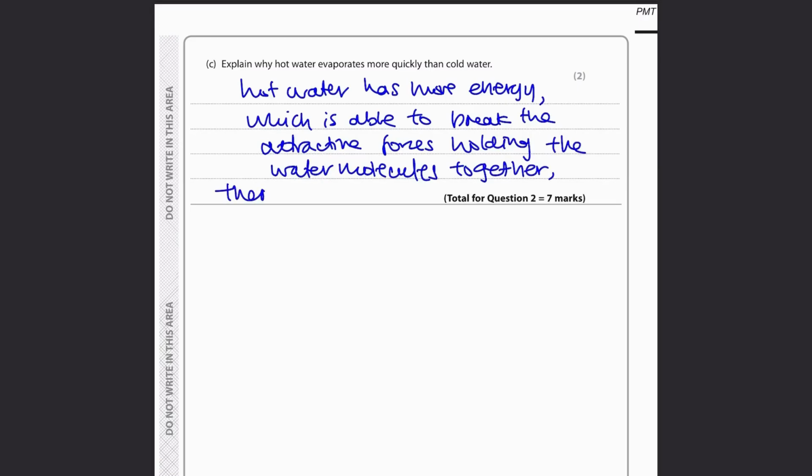Therefore, evaporating faster. Now, how to make this answer better? Notice the question says, why does hot water evaporate more quickly than cold water? So make sure your answer also compares to cold water. So I should write hot water has more energy than cold water to show them you are aware of the comparison. Okay?